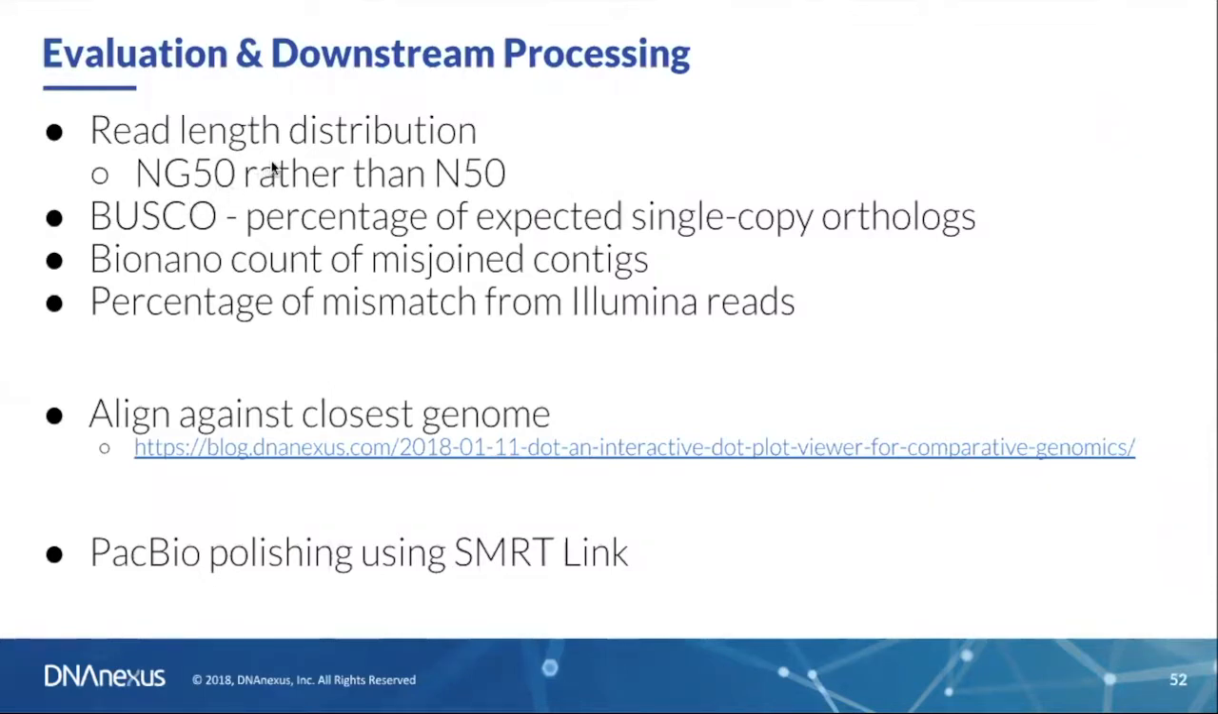And besides the read length distribution, I recommend that you take a look at the expected genes that you should find in that species. In this case, I recommend you use the BUSCO score. The BUSCO score can report to you the percentage of the expected single copy genes found in your particular species.